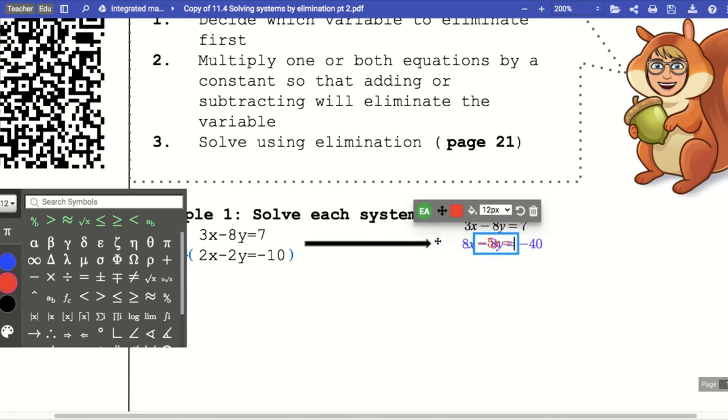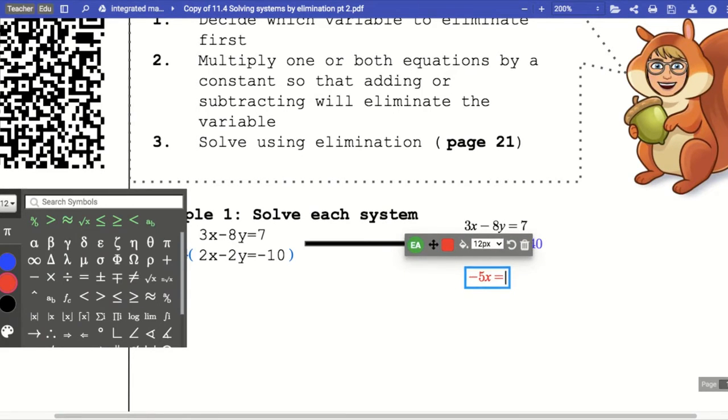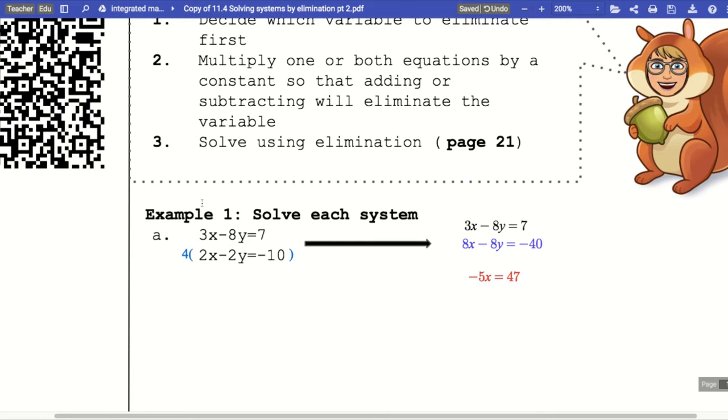So 7 plus 40 is going to be 47. So I have negative 5x equals 47. That is a terrible equation. All right, so then I have to divide both sides by negative 5, and x is equal to negative 47 over 5. This is a terrible, terrible number.